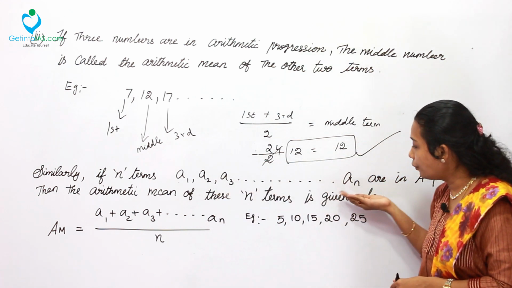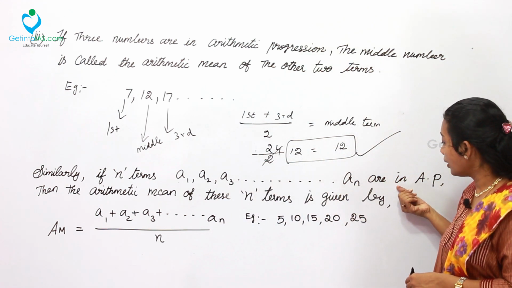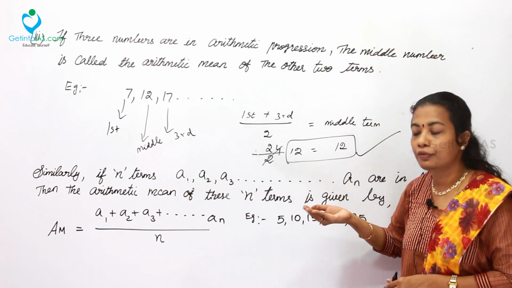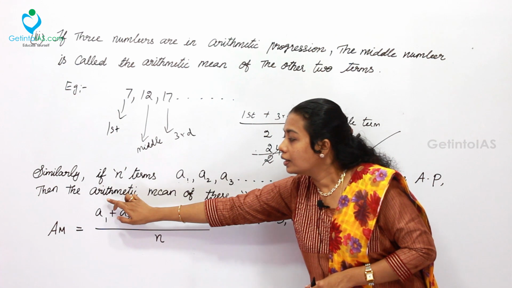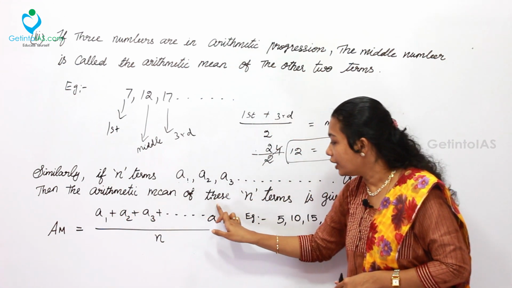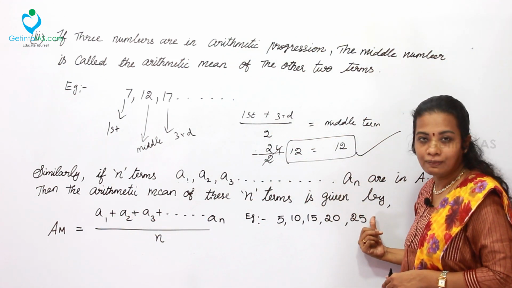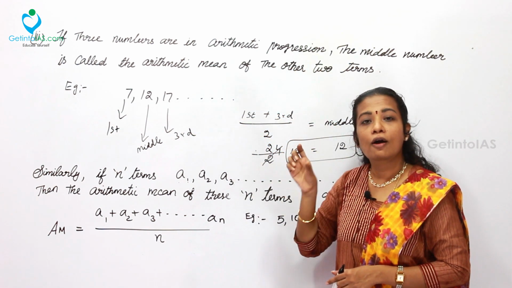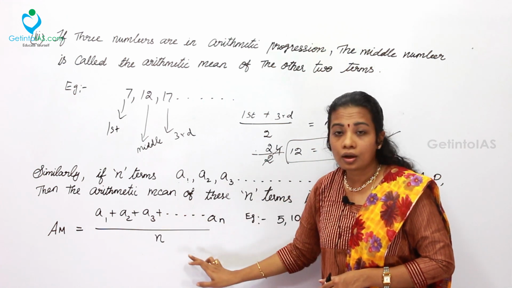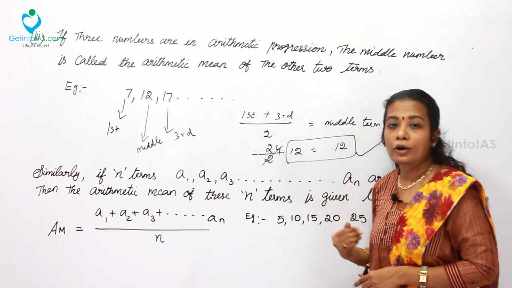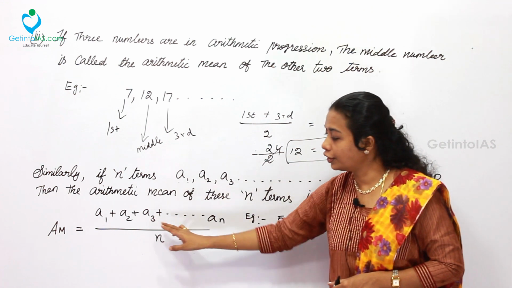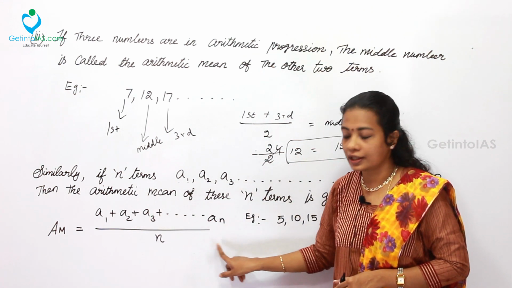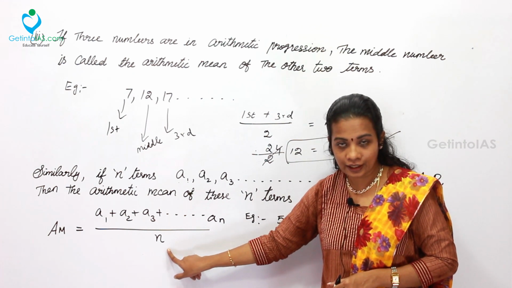The next one is, similarly, if n terms A1, A2, A3, that is first term, second term, third term, up to the nth term are in AP, AP meaning they all have a common difference between them, then the arithmetic mean of these n terms is given by A1 plus A2 plus A3 up to An, divided by n. You add up all the terms and divide by n.